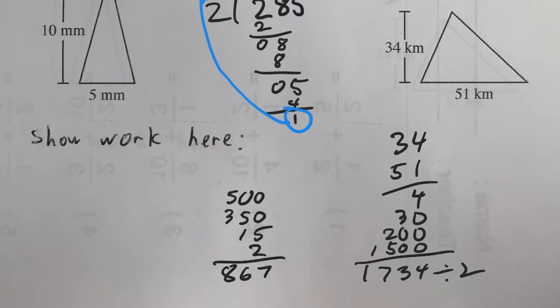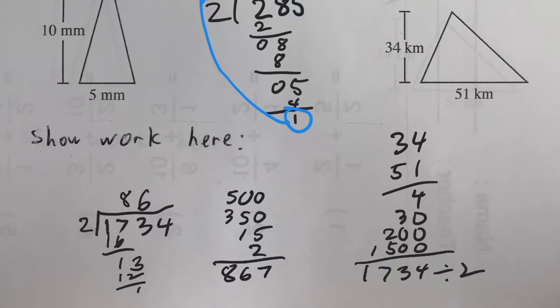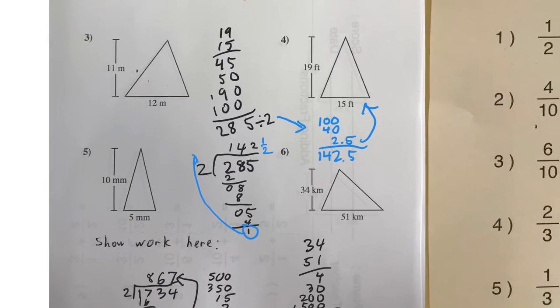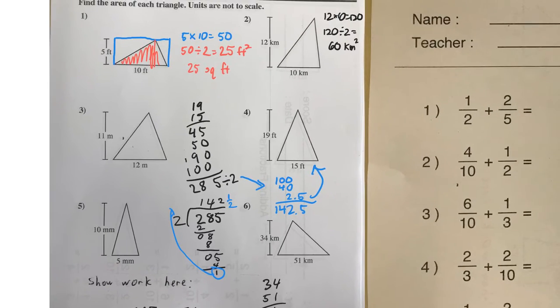Of course, if you want to do the other method, you can just do division. 1,734 divided by 2. And let's see. If I did 2 times 8, that would give me 16. 2 times 6. 2 times 7, same answer. Okay, so again, we're working on the area of triangles, but good practice for multiplication and division for these.